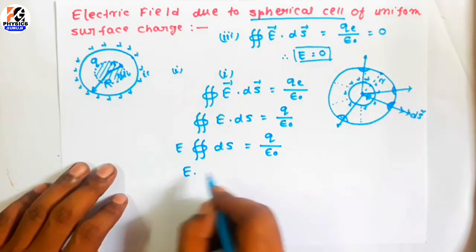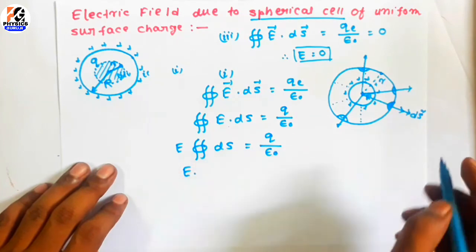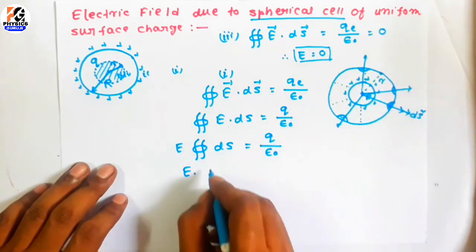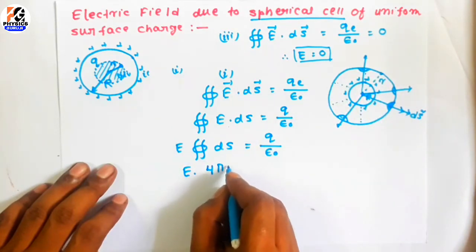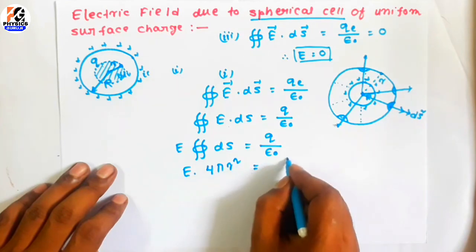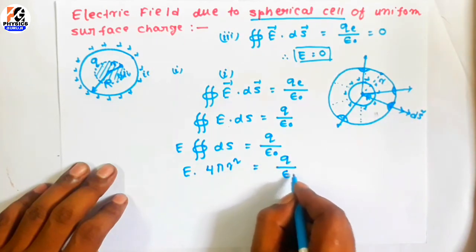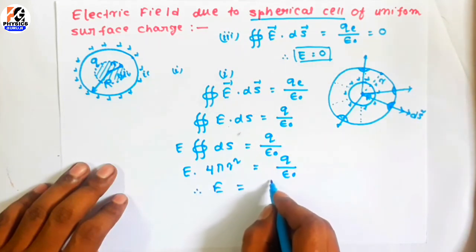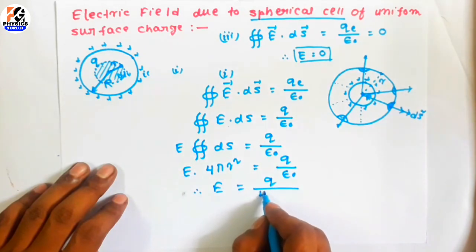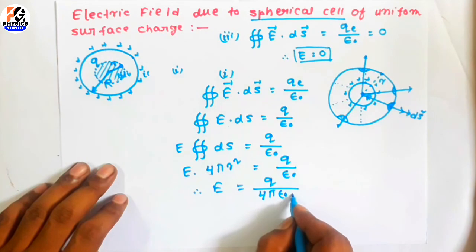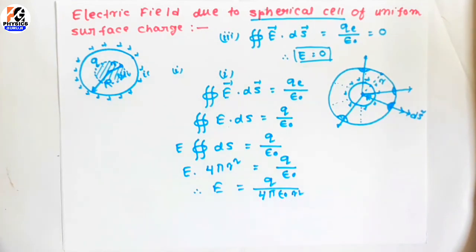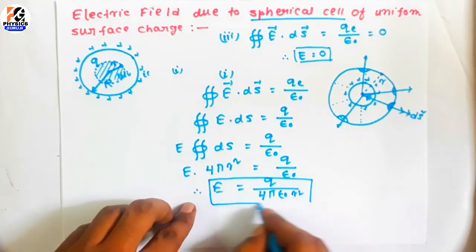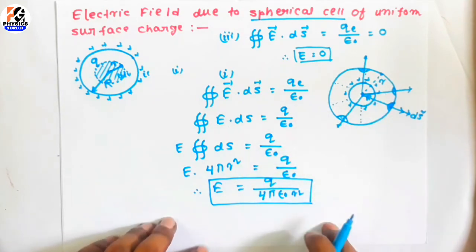And now it becomes easy. The closed surface integral of dS, where dS means small area, on the Gaussian surface will give you the total surface area of the sphere, that is 4 pi r squared, equal to q by epsilon 0. Therefore we can see that E equals q by 4 pi epsilon 0 r squared. So you can see that here the electric field is the same as if a point charge were placed at the center of the sphere.